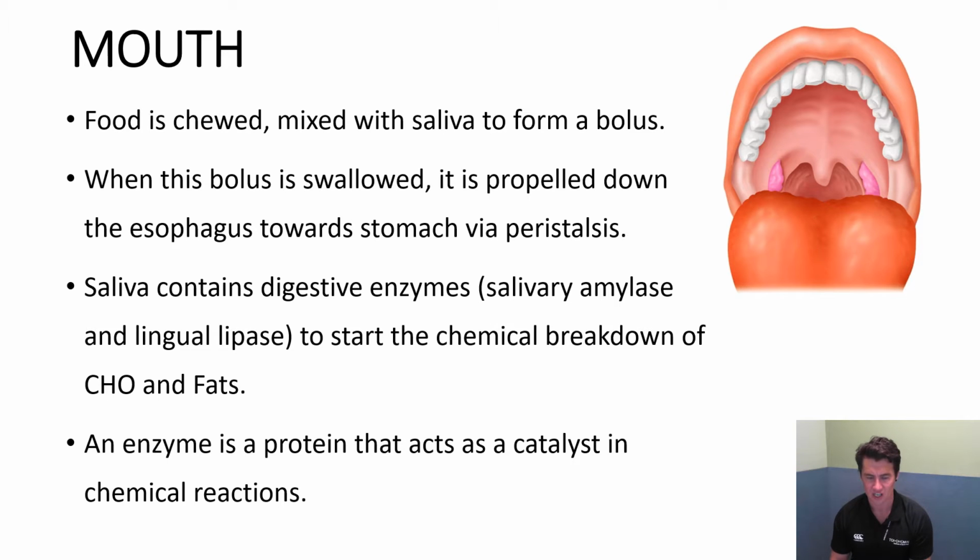Saliva contains digestive enzymes. Those enzymes are salivary amylase and lingual lipase, and they are chemicals that help chemically pull apart food molecules into smaller ones. They start the chemical breakdown of carbohydrates and fats at the mouth. And you'll notice what happens when you're hungry and you see food being prepared is that process actually starts before you put food into your mouth.